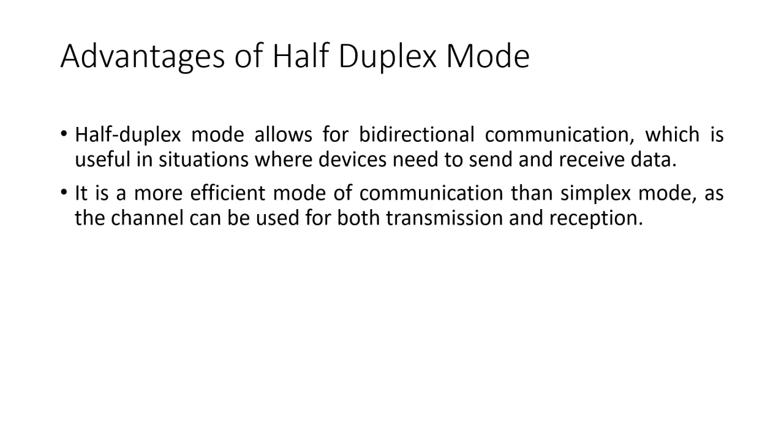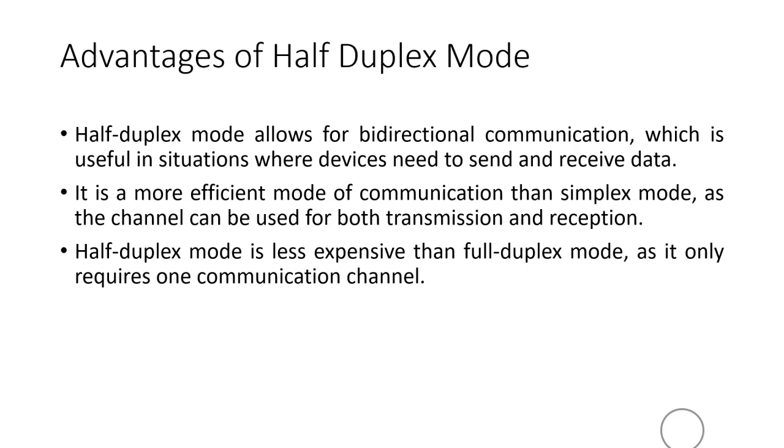It is a more efficient mode of communication than simplex mode, as the channel can be used for both transmission and reception. Means sender and receiver use the same channel for sending and receiving the data, and vice versa. Half duplex mode is less expensive than full duplex mode, as it only requires one communication channel.